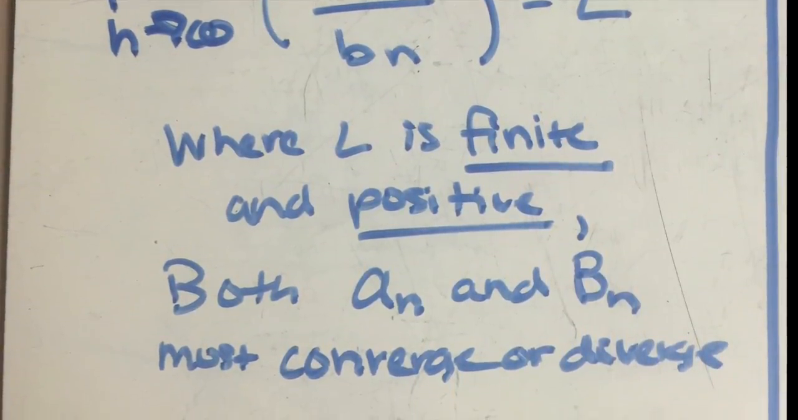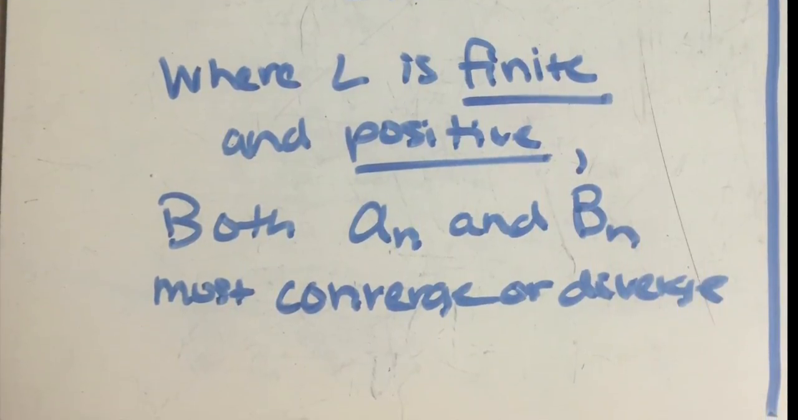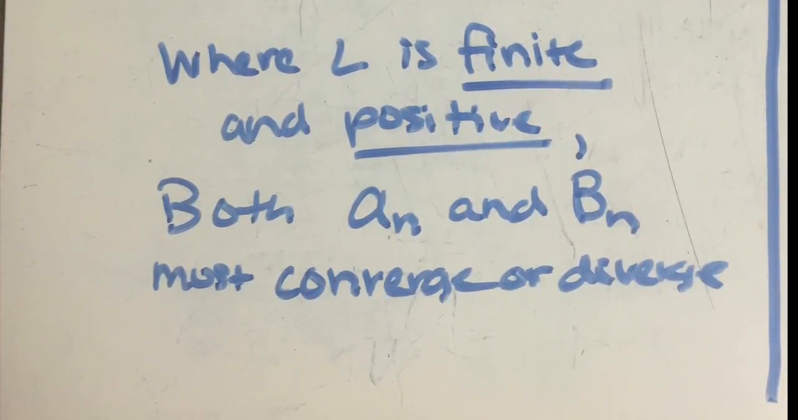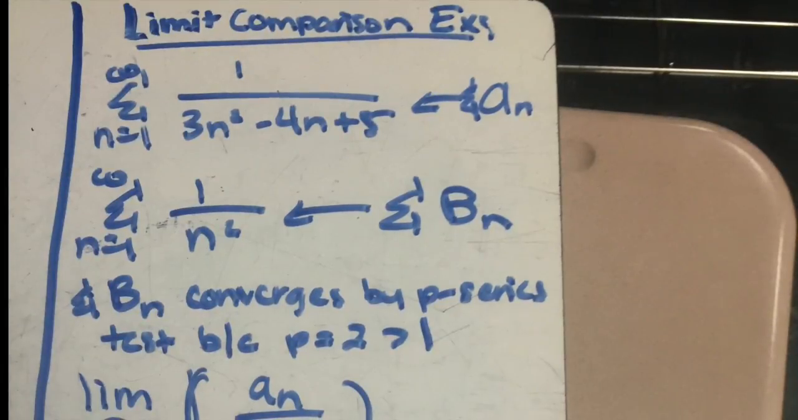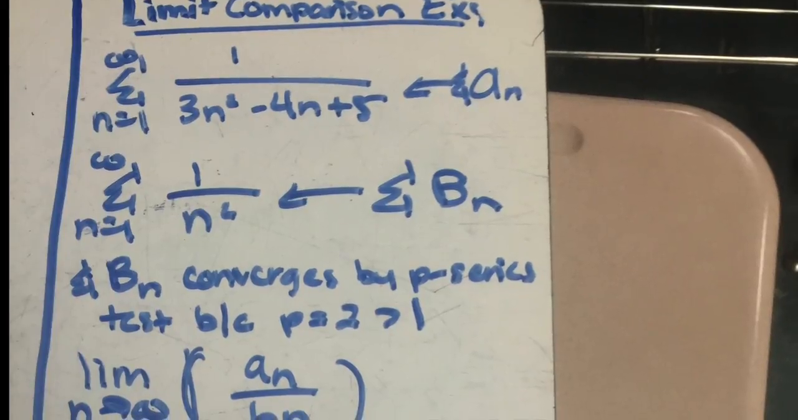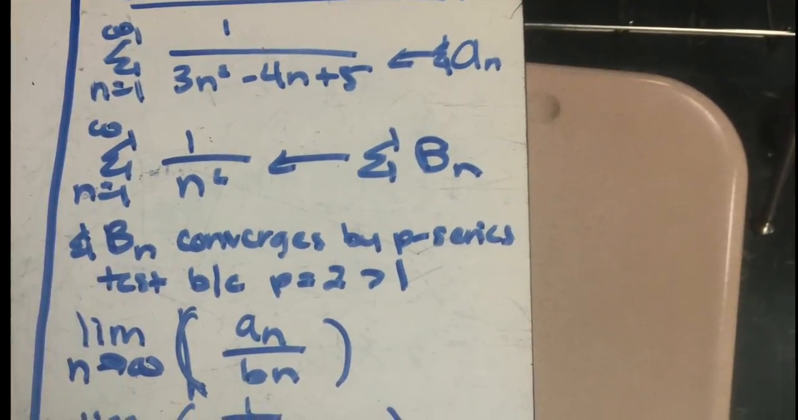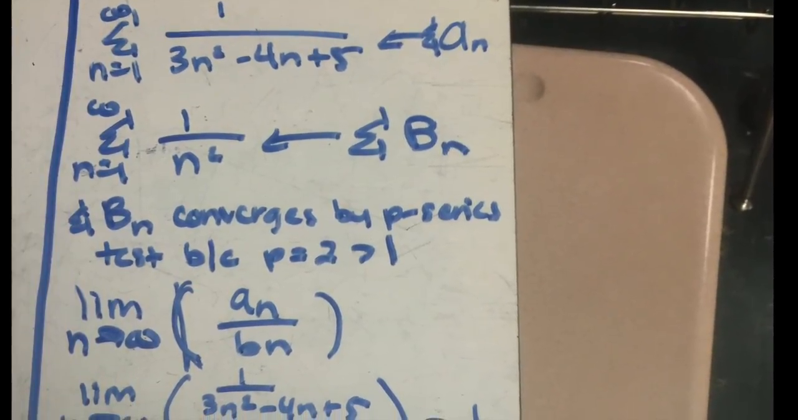And where L is finite and positive, both a sub n, which is the original series, and b sub n, the comparison series, must converge or diverge. So here's an example of the limit comparison test. We have our original function, which is a sub n, which is 1 over 3n squared minus 4n plus 5, and then we're using the comparison of 1 over n squared.